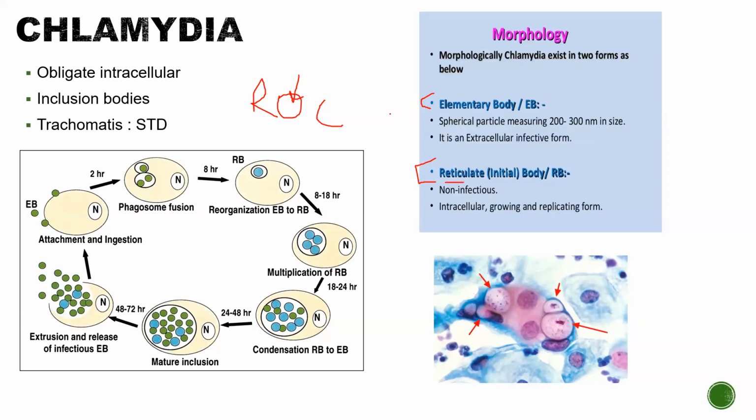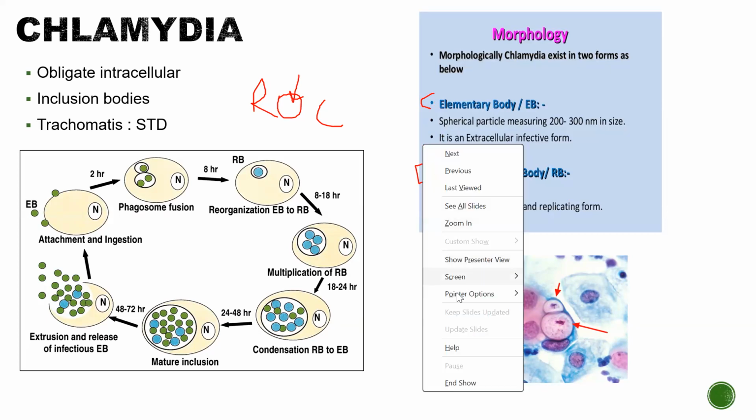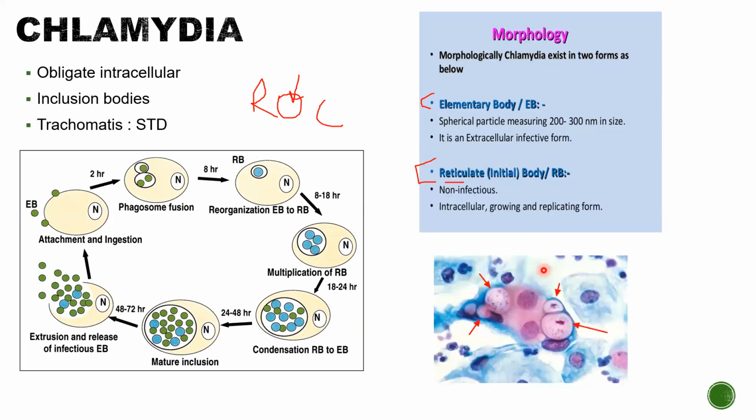Okay, so for chlamydia, we have the elementary body and the reticulate body. These are basically different states in which chlamydia exists. The elementary body, remember E for extracellular? It's the one that's outside the cell. You see here, EB for elementary body.